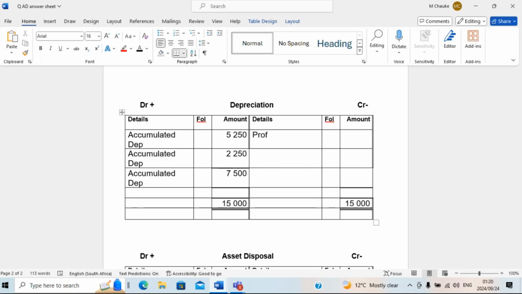So we're going to say profit or loss. This is an expense account, not an asset account. It's an expense account that will be recorded in the profit or loss account, right? Not an asset account, but an expense account. So with 15,000, right? This is how we prepare the depreciation account.